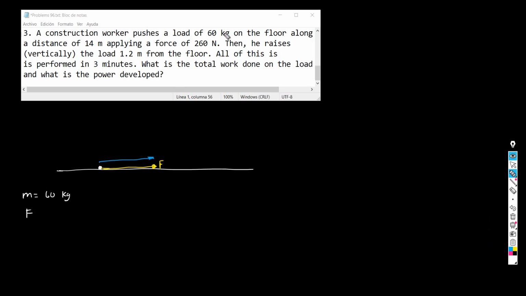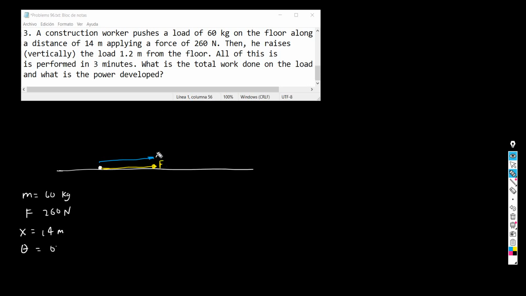The force is 260 newtons and the displacement is 14 meters. And the angle between the force and the displacement, as represented graphically, is going to be 0 degrees. Okay. And then after this, guys, once this has been done, then he's going to raise the load vertically upwards.